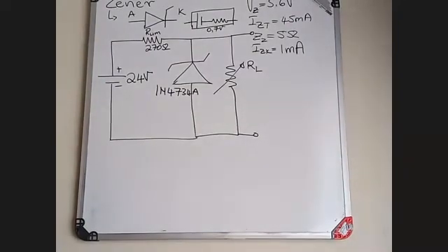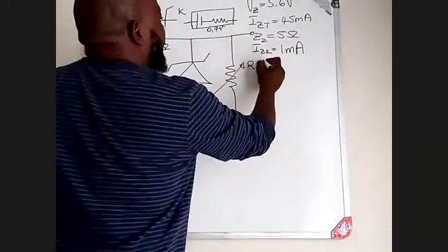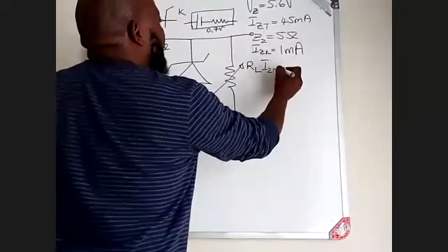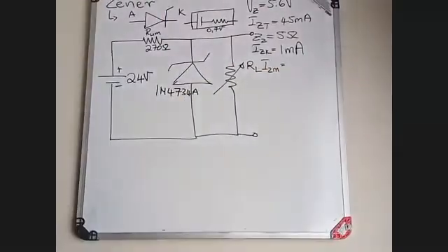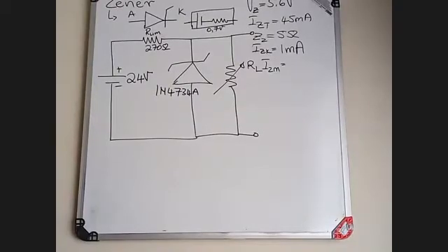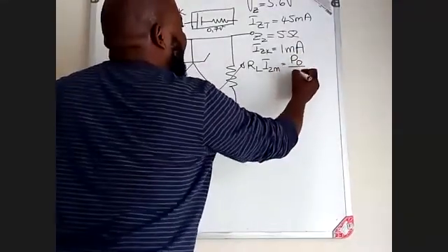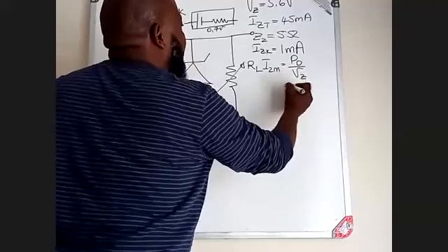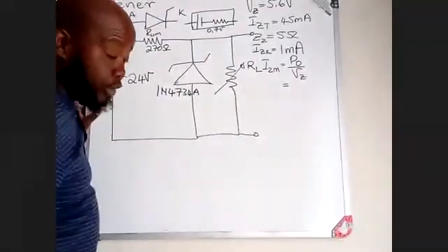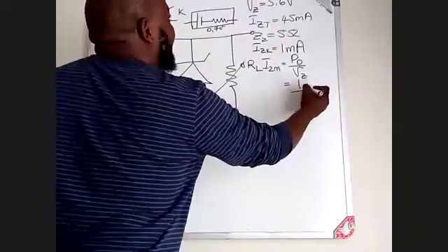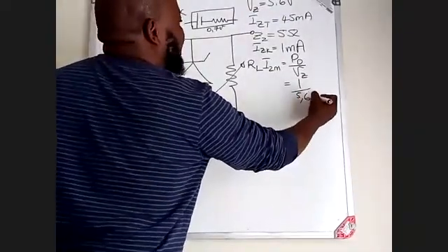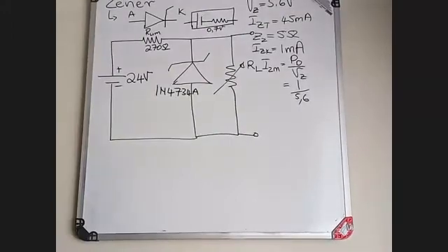Then from there, again, the information that we need can be your IZM, which is your maximum Zener current, the maximum current that the Zener diode can withstand. That will be given by the power dissipated within the Zener divided by your Zener voltage. In this case, your power dissipated according to your data sheet is 1 watt divided by 5.6.